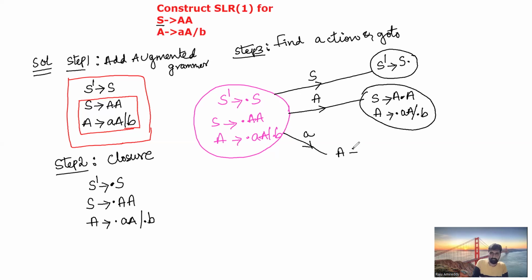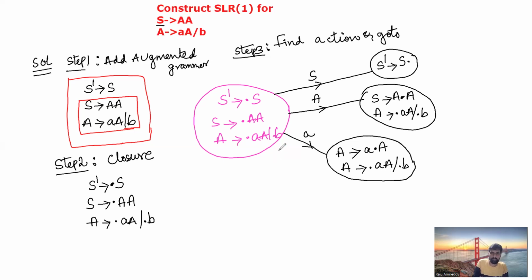Now A tends to dot a will become A tends to a dot A. You see, A tends to dot a is there, A tends to dot b is there. So this is called A tends to a dot A. Again, after that, we have A, so when there is A, then we need to write the dot A. For capital A, we are going to have A tends to dot a by b. That's why we are writing this one. This is the way to find the action moves.